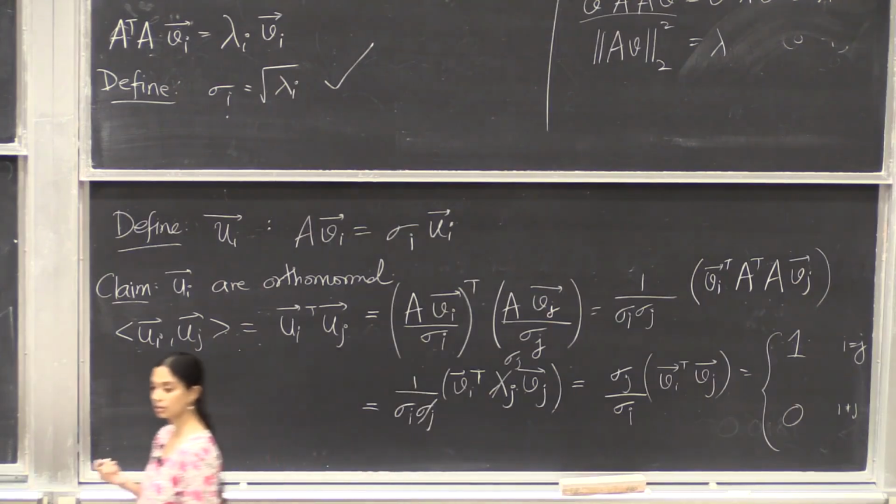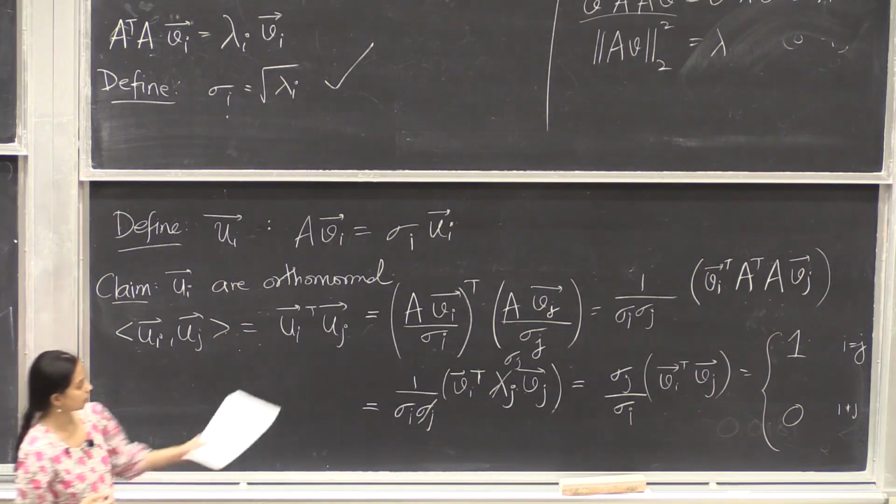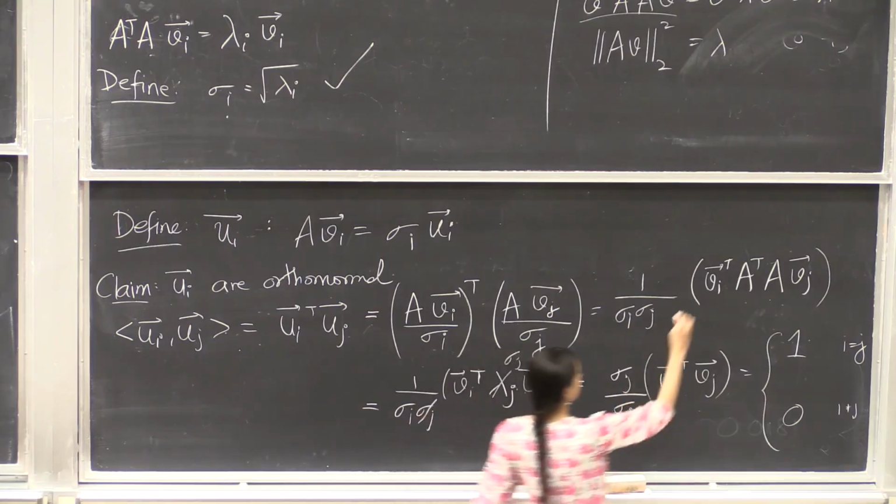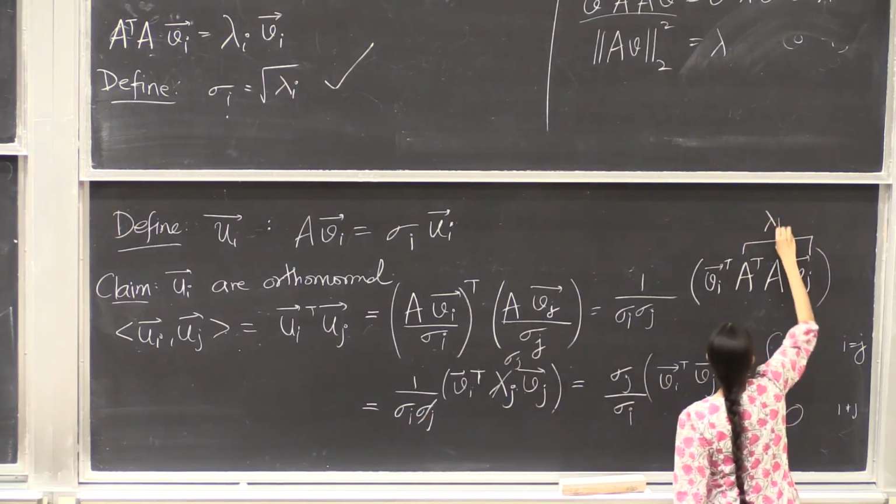Yes? Where did you get the lambda j from? Lambda j is because vj is an eigenvector of A transpose A. Right, but how did it appear in the equation? This thing, A transpose A vj, is equal to lambda j vj.